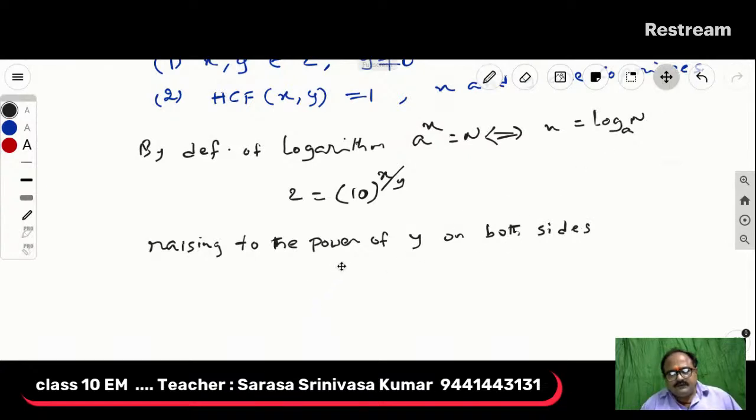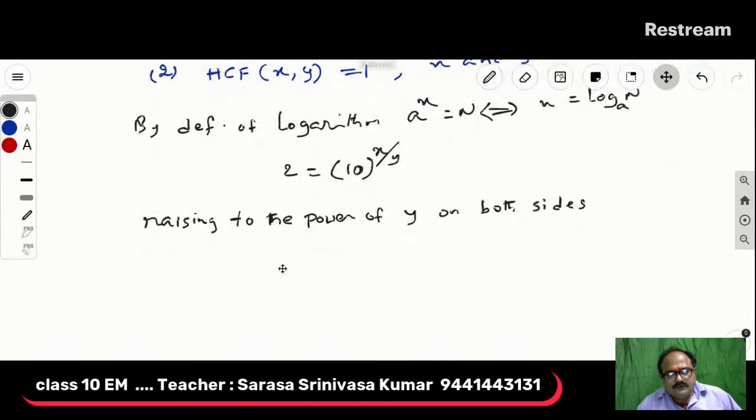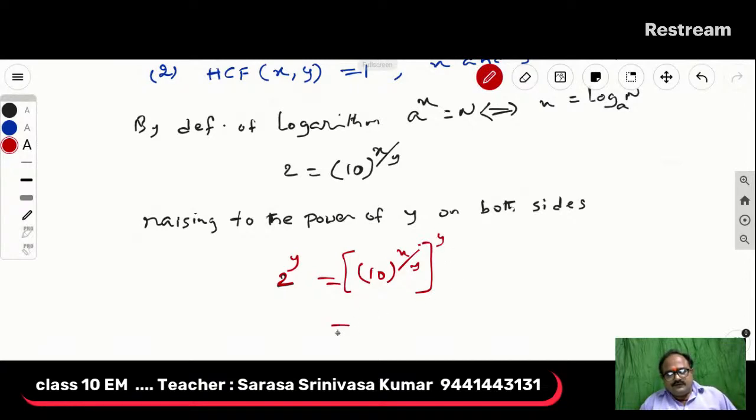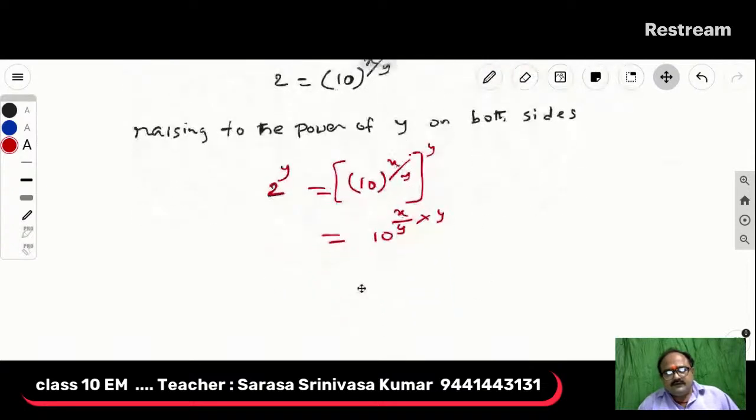Raising to the power of y on both sides, we can write 2 to the power of y equal to 10 to the power of x by y, whole to the power of y. So this is equal to 10 to the power of x by y multiplied by y. From this, we can write 10 to the power of x, here 2 to the power of y.